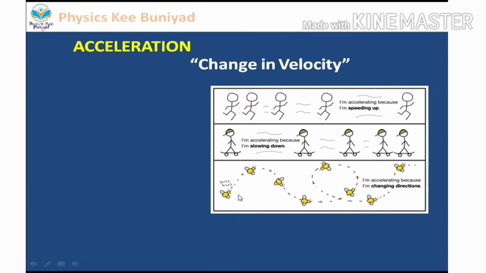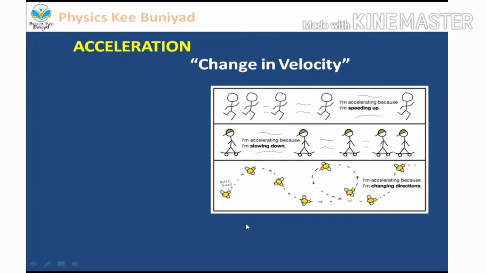Here the third one, B, is in random motion. It changes its direction at every moment, so it also changes its velocity, because velocity is the change in displacement per unit time. Displacement is defined by a direction and a magnitude, so once the direction changes, the displacement changes, and that means the velocity changes. So in the third case there is also an acceleration of B. This is the concept behind acceleration.